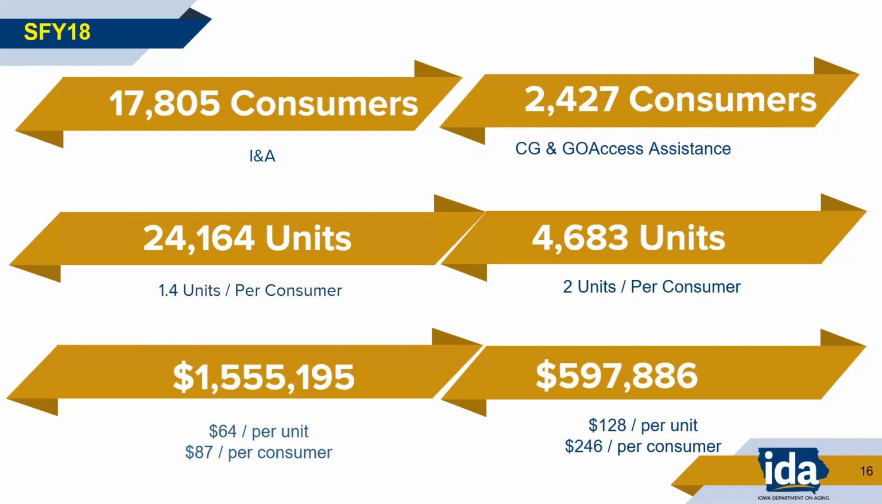2,427 consumers used caregiver access assistance. There were 4,683 units or contacts for those consumers, equal to about 2 contacts per consumer. Over $500,000 was spent by the network for caregiver access assistance. That comes to $128 per unit or contact and $246 per consumer.